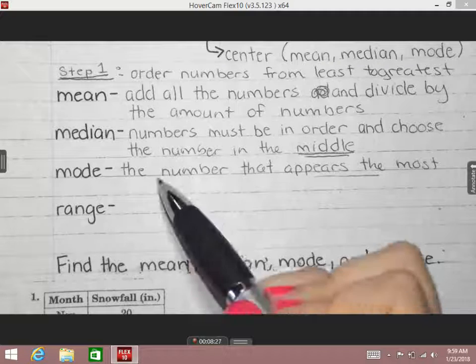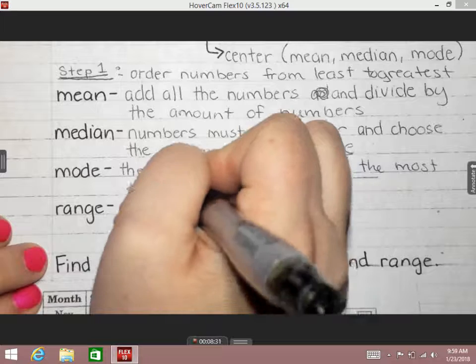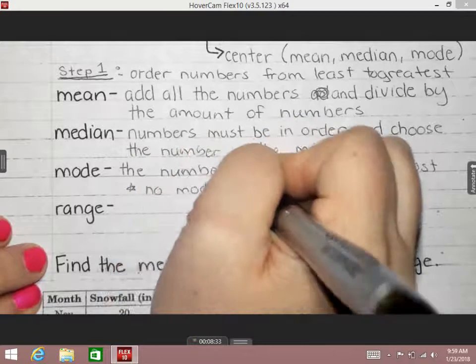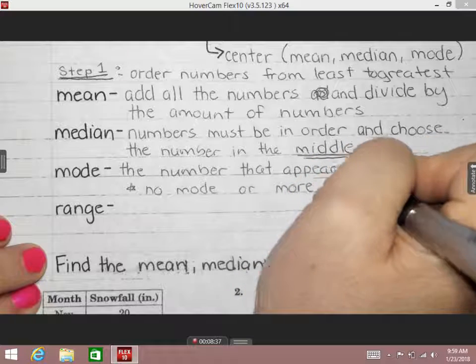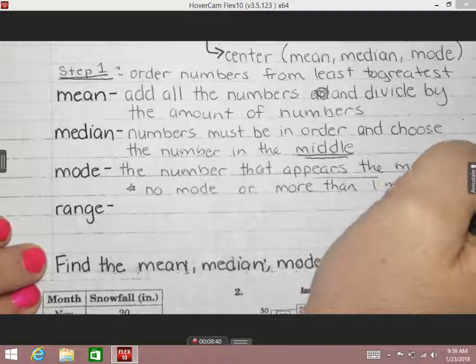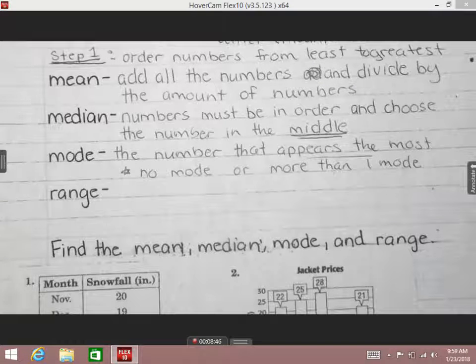Now, guys, sometimes, special cases, you can have no mode, or you can even have more than one mode. All right, you can have no mode, or you can have more than one mode. And we'll look at those examples in a second.